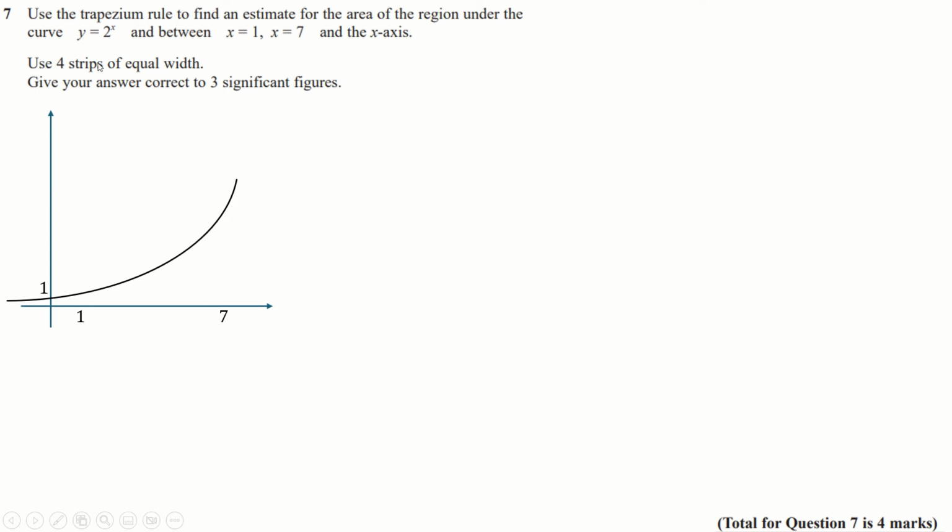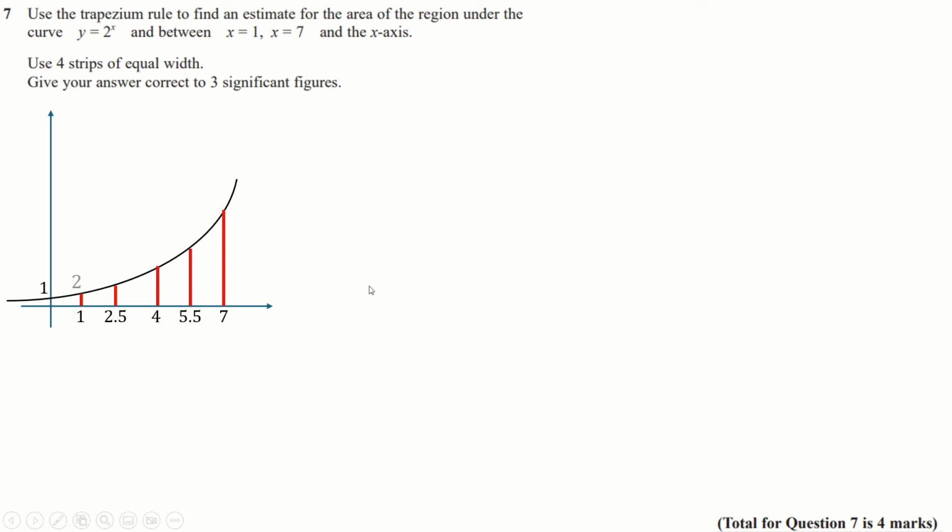It goes through at 1 because 2 to the power 0 is 1. And we're estimating the area between 1 and 7, it says, with 4 widths. So halfway between 1 and 7 is 4. So that means the 4 widths will go 1 to 2.5 to 4 to 5.5 to 7. So those would be our 4 trapeziums that we'll be using.